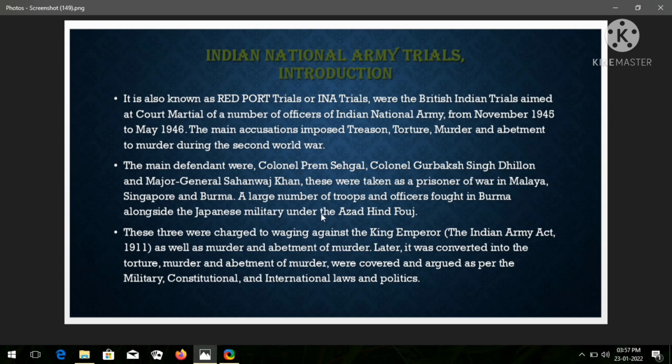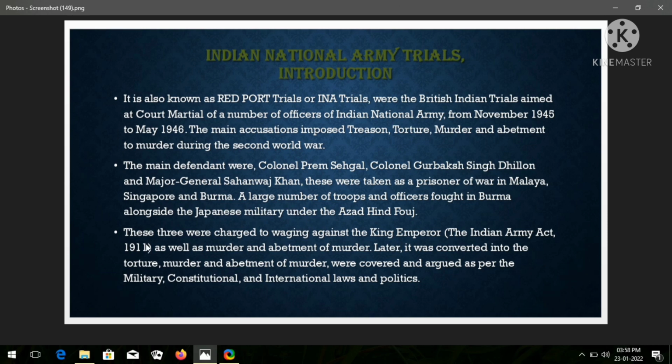A large number of troops and officers also fought in Burma alongside the Japanese military under the Azad Hind Fauj. They all fought under the Azad Hind Fauj. Later they were taken to Burma as war prisoners, and the trials proceeded over there.